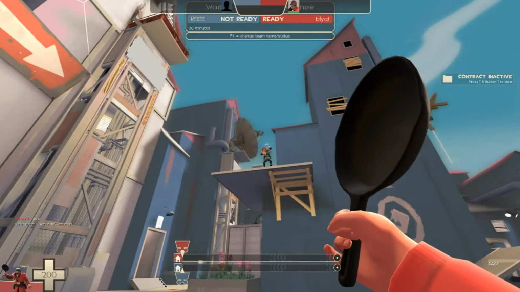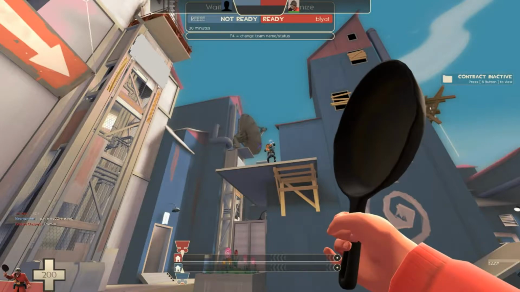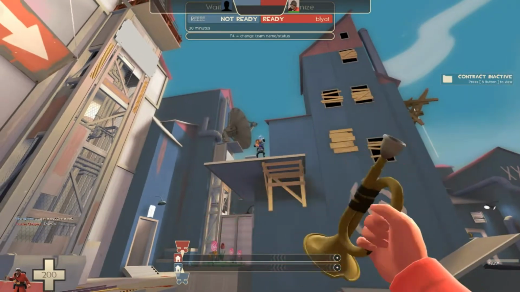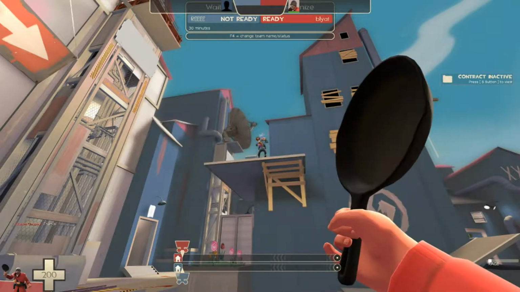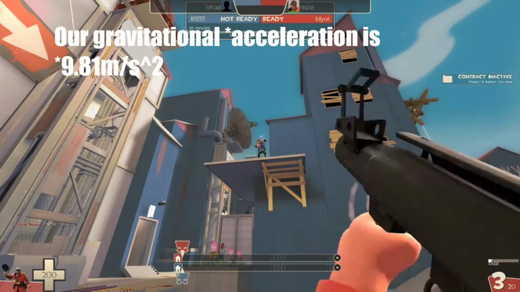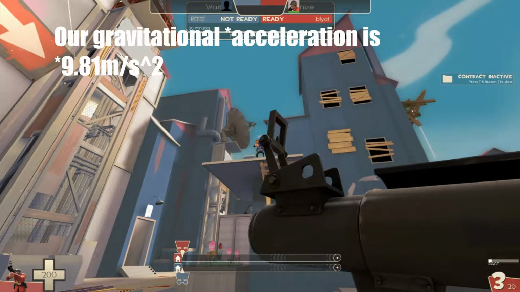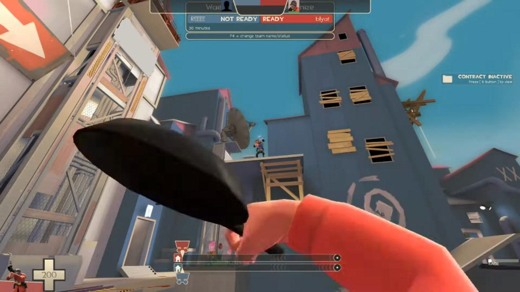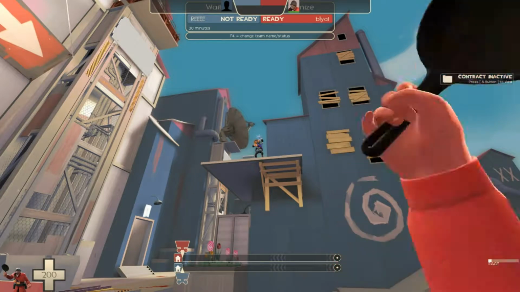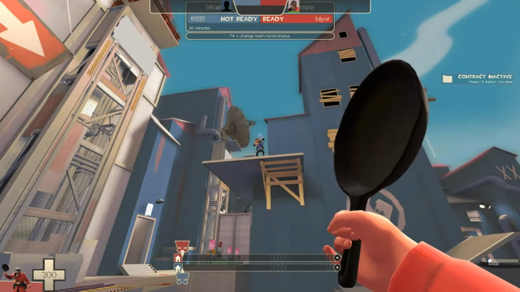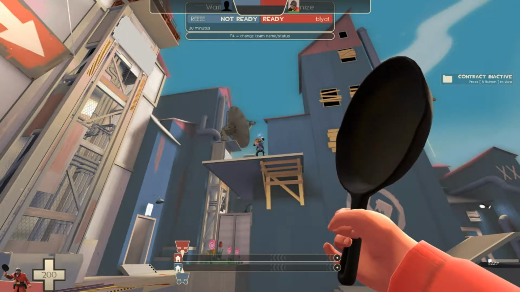This person is standing up here on this ledge. Let's say this ledge is about 10 meters high. The average mass of an adult male is 70 kilograms, and our gravitational constant is 9.81 meters per second squared. So, using the formula for potential energy, we can figure out that we have 6,467 joules of potential energy.